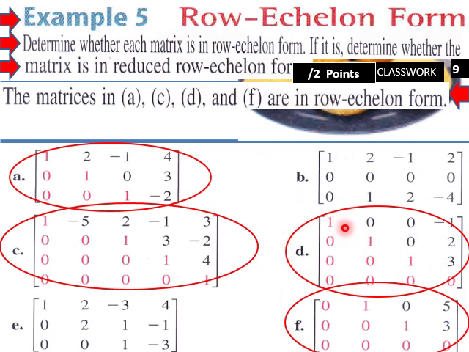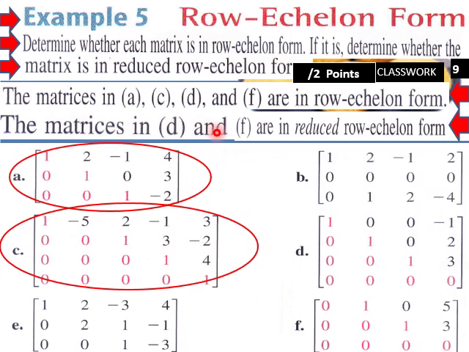So you have a leading 1 here, and then a leading 1 here. And then down here there are zeros in the bottom row. It's not all zeros there. This is reduced. The rest of these are just row echelon.